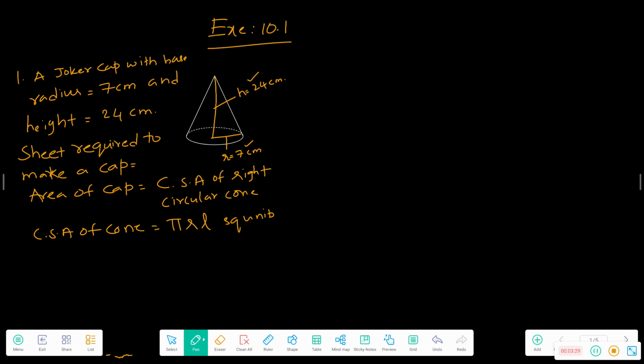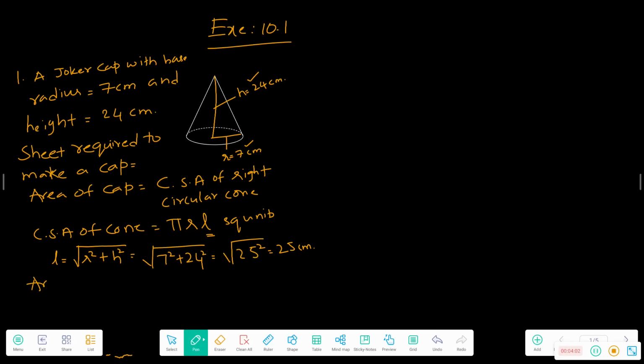So we know the value of r, we know the value of h. What we are now supposed to find, we don't know the value of L. So first find out the value of L. L is equal to square root of r square plus h square. It is square root of 7 square plus 24 square, and it is nothing but square root of 25 square. If you do it, then we get it as 25 centimeter.